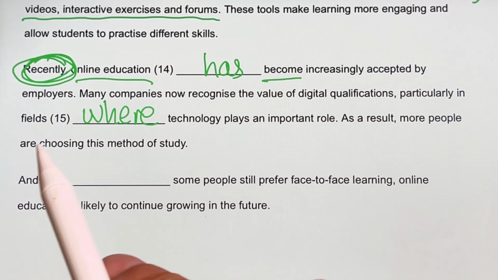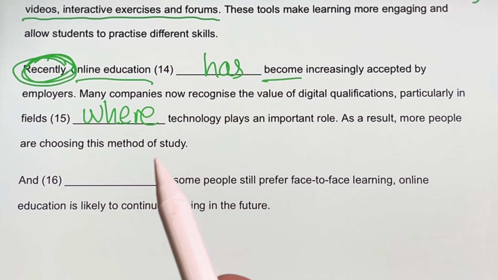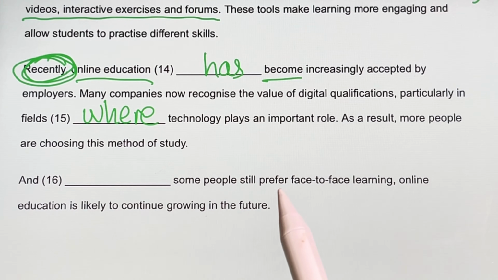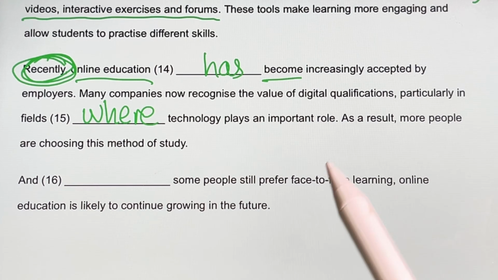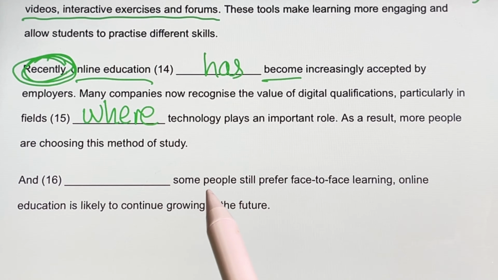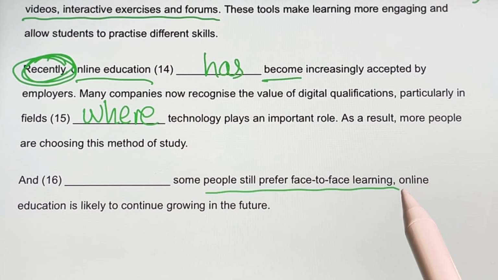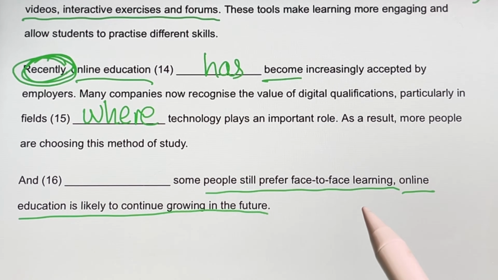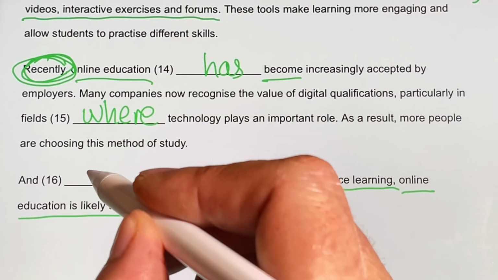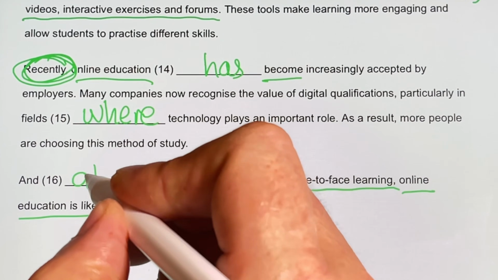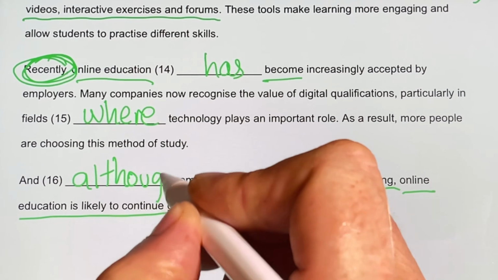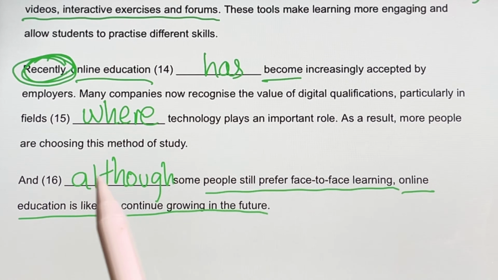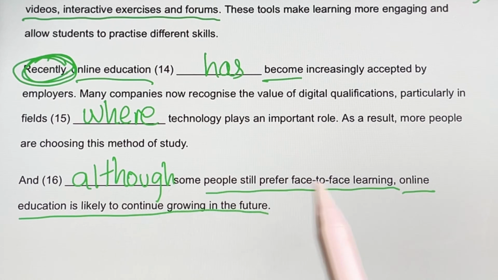As a result, more people are choosing this method of study. And some people still prefer face-to-face learning. Online education is likely to continue growing in the future. Right here we have a contrast where you have that people still prefer face-to-face, but online education is likely to continue growing in the future. And because it's at the beginning of the sentence, I will use an although to express the contrast. And although some people still prefer face-to-face learning, online education is likely to continue growing in the future.